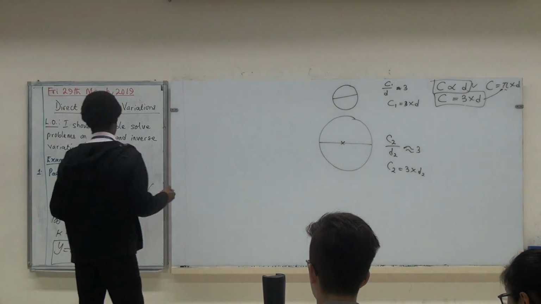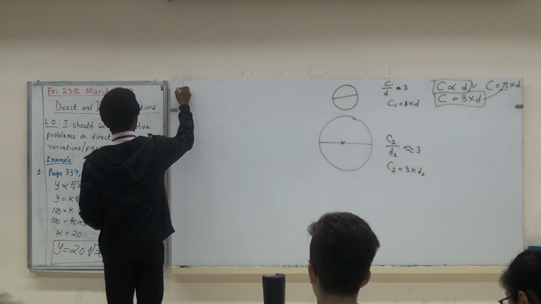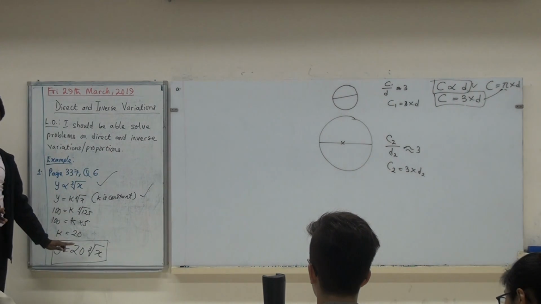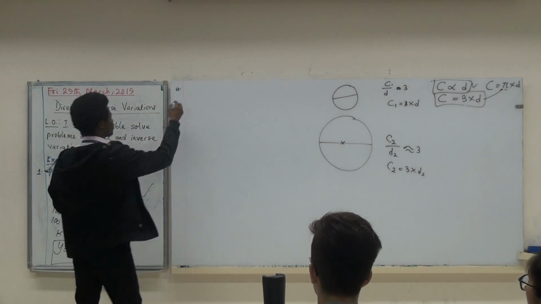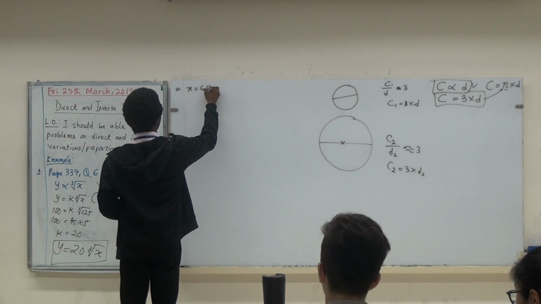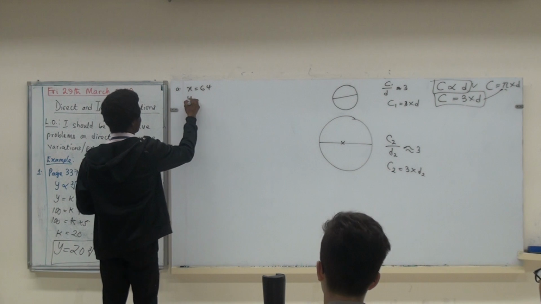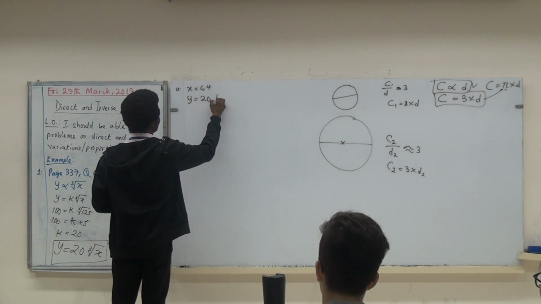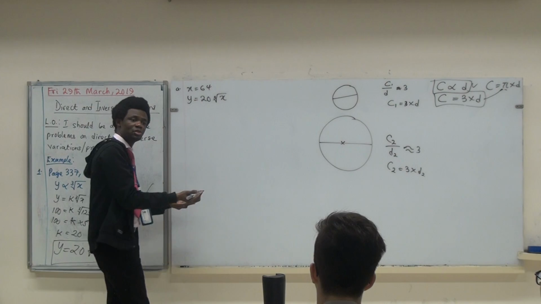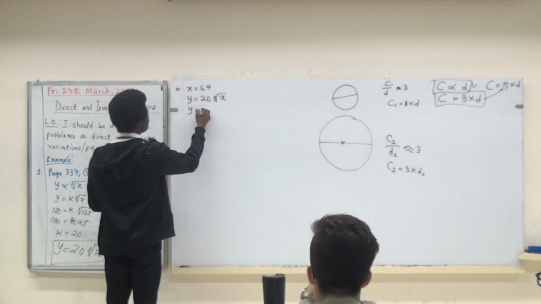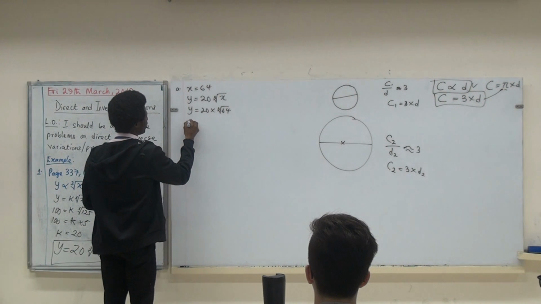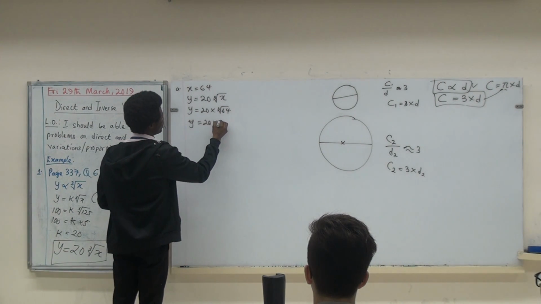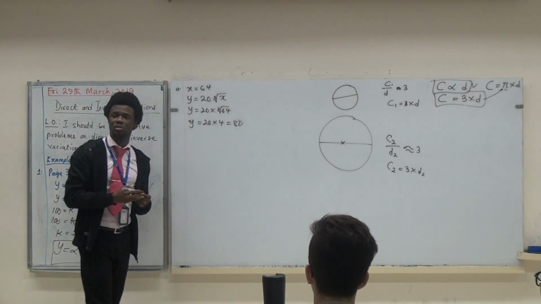Find Y when X is what? 64. Now, I've not started my A, but without this preamble, I cannot do my A. When X is again 64, I go to the relationship. I know that Y is 20 times the cube root of X, so I substitute. So Y will be equal to 20 times the cube root of 64. What is the cube root of 64? 4. So in that case, Y is equal to 20 times 4, which is 80. Does it make sense? Yeah.